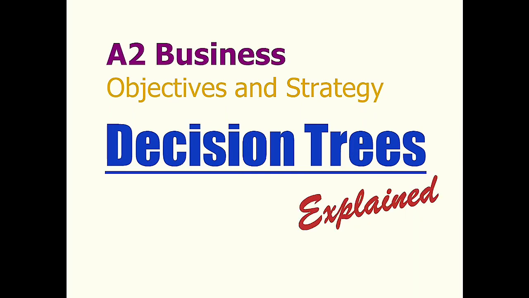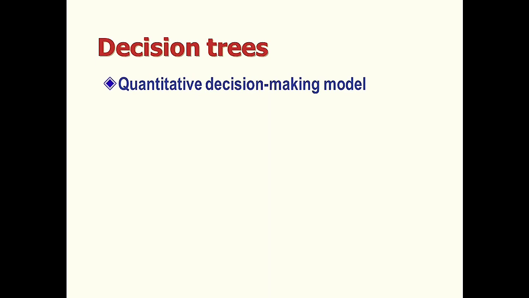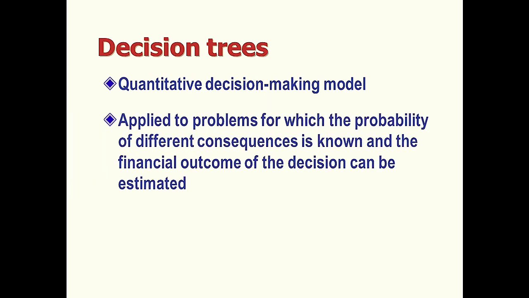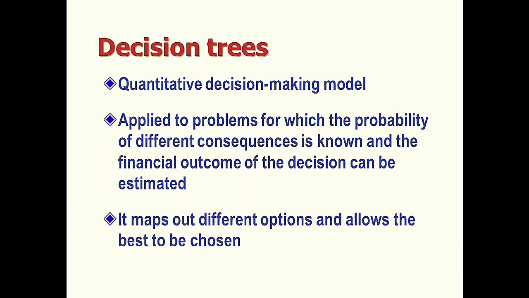Okay guys, so A2 Business Studies topic. This is from the unit of Objectives and Strategy, and this is the topic of decision trees. Now decision trees is a quantitative decision making model that is used by many businesses, and this is applied to problems for which the probability of different consequences is known and the financial outcome of the decision can be estimated. It will map out different options and allows the best to be chosen.